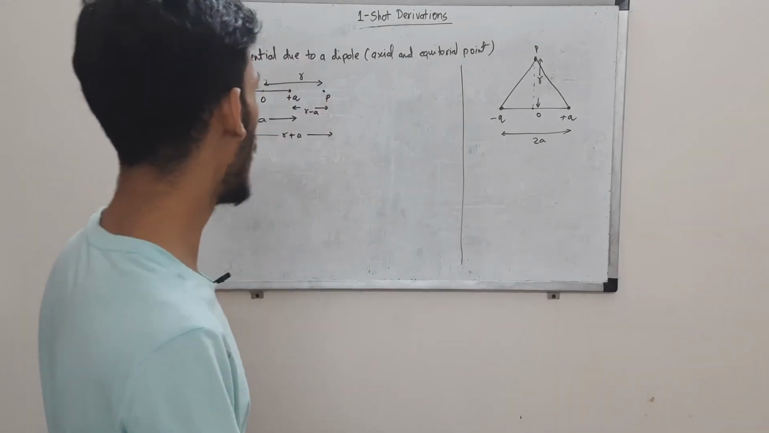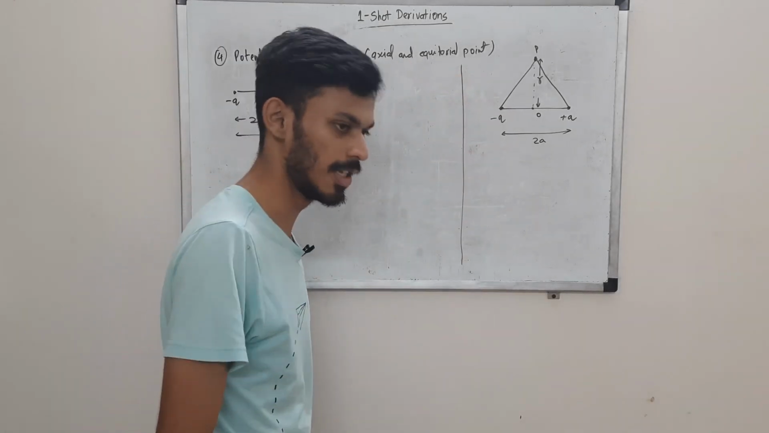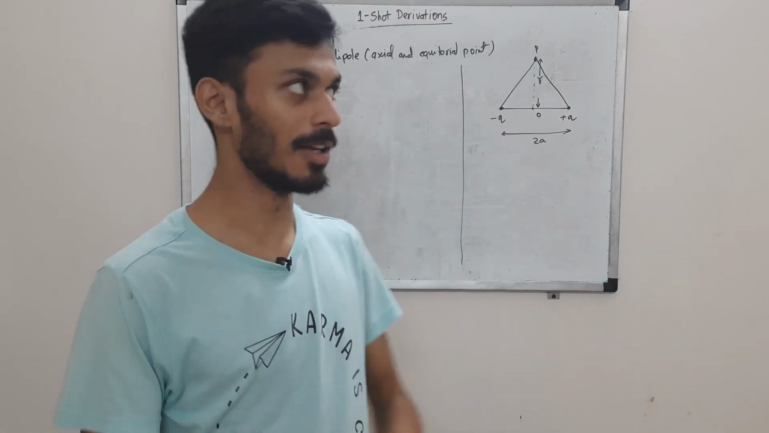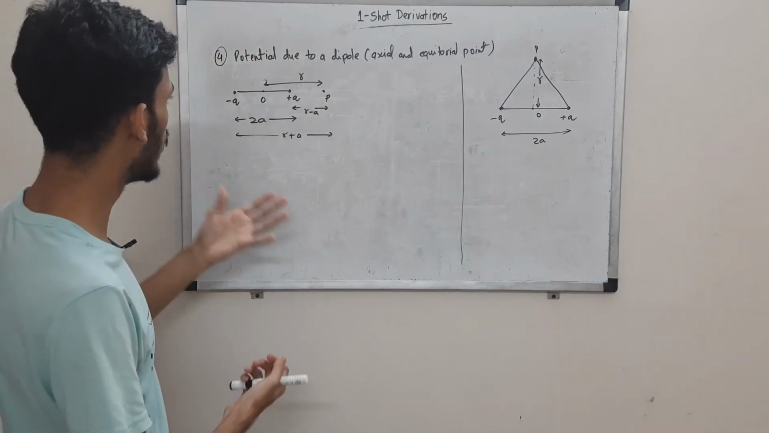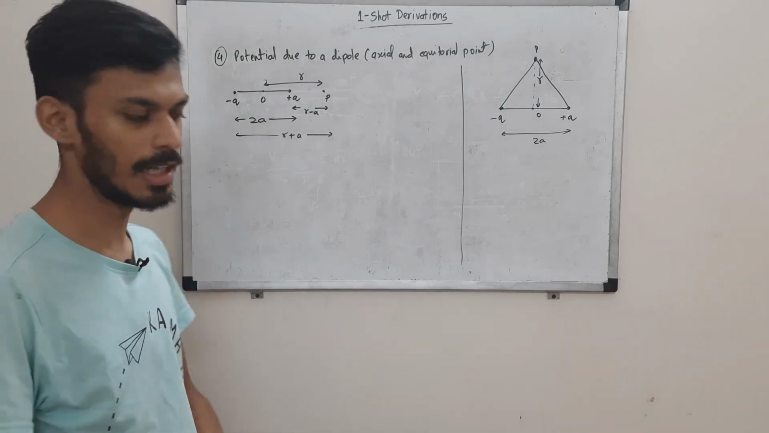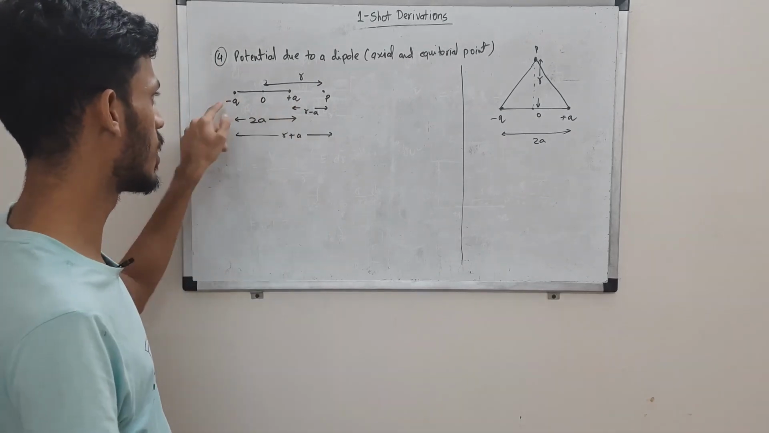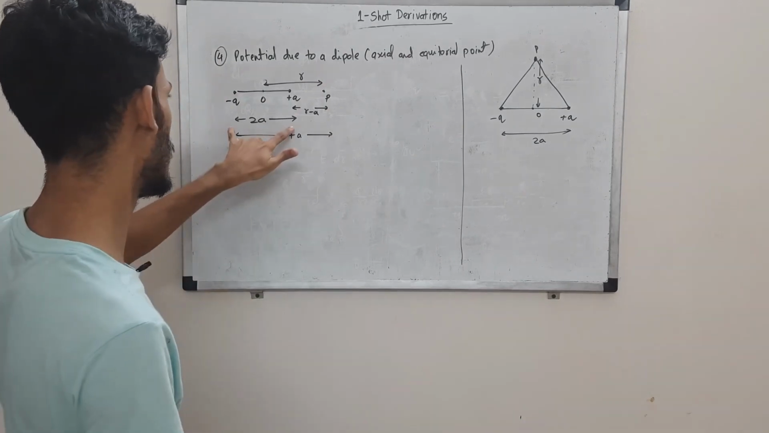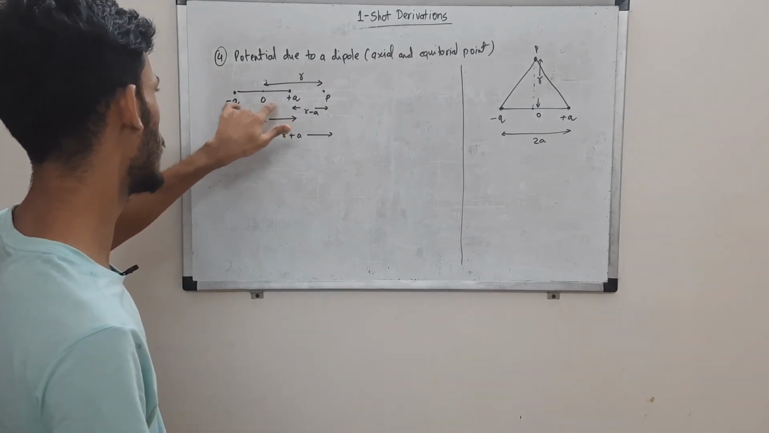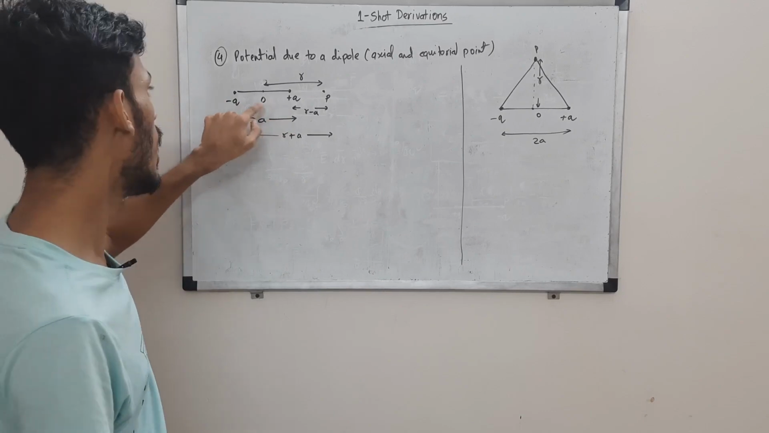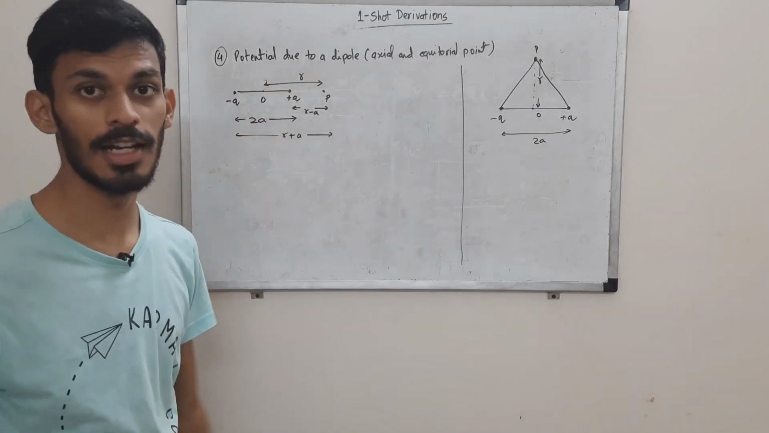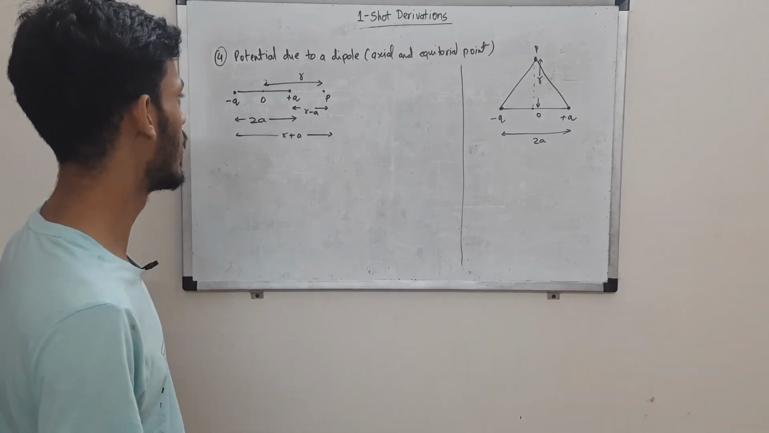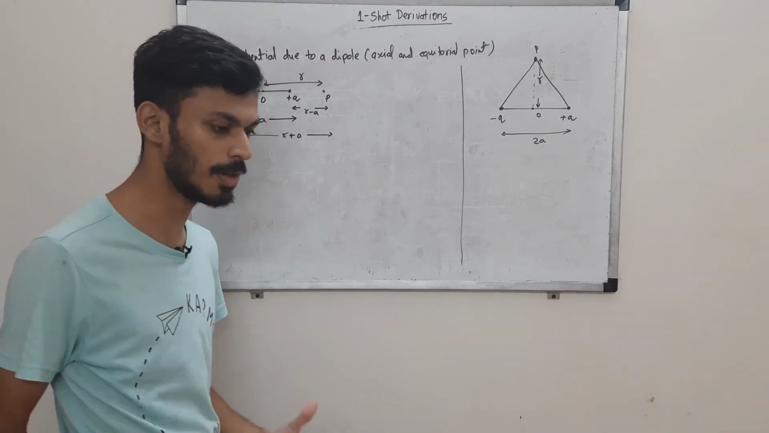Potential due to dipole at axial and equatorial point. This is something that we did for electric field too, but here you will see some differences. So here we have a dipole. Dipole is basically two equal and opposite charges, plus q and minus q, separated by a fixed distance. The distance is 2a over here. You can see the two charges. O is the center of the dipole. This distance r is always measured from the center of the dipole. I have always stressed this point in the previous classes too.